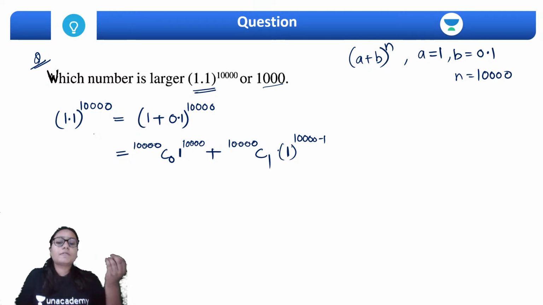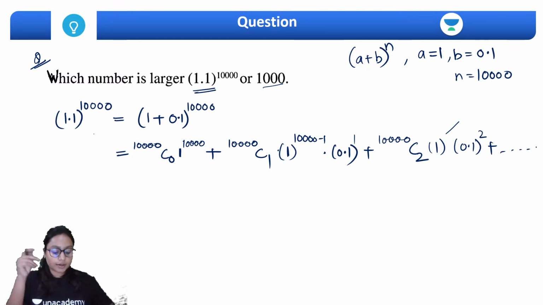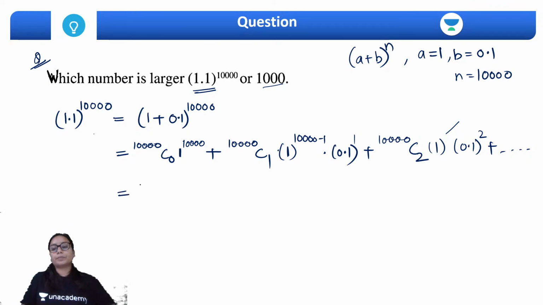But see, 1 raised to the power anything will always be 1, so we can ignore this for this question. Next will be 0.1 raised to the power 1. Plus the next term will be 10,000 C2, 1 raised to the power something irrelevant because this is 1, then 0.1 raised to the power 2 and so on, till 10,000 terms. Let's see what would be the value of this term. So NC0, as I told earlier, is 1. So this term is 1.